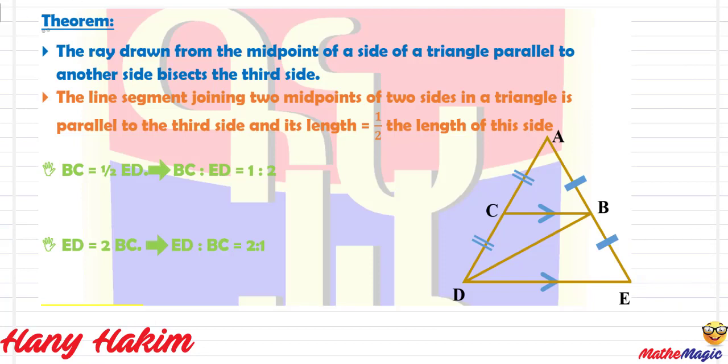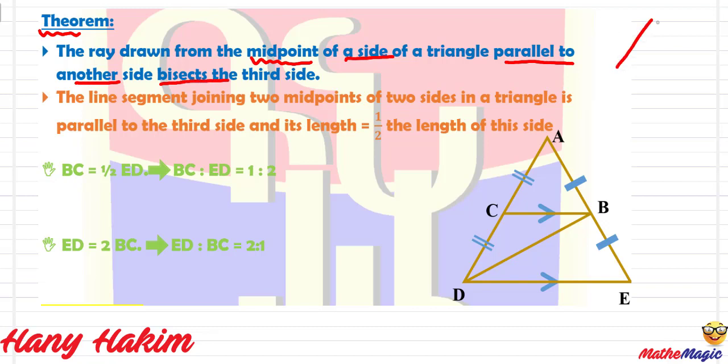And now we need to revise another point. The ray drawn from the midpoint. Midpoint is the point located at the middle of a side of a triangle. Parallel to another side, bisects the third.